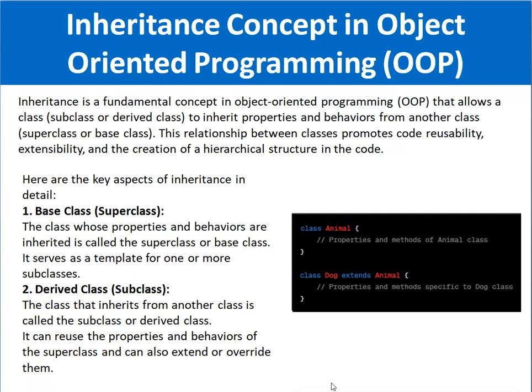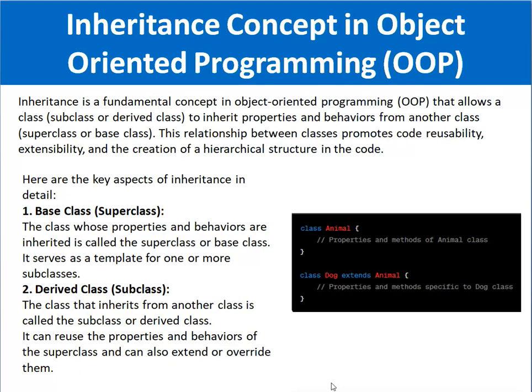In inheritance, what we do is inherit the properties and behavior of one class to another. That is normally called a parent-child relationship, or base class and derived class. The class which is the parent, we call it a superclass or base class, and the class which inherited the properties from the base class is called a subclass or derived class. So the main purpose of inheritance is code reusability, extensibility, and creation of a hierarchical structure.